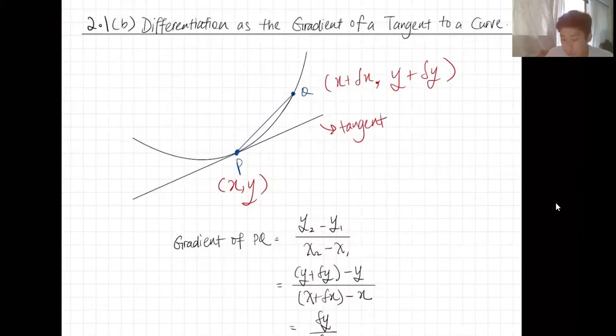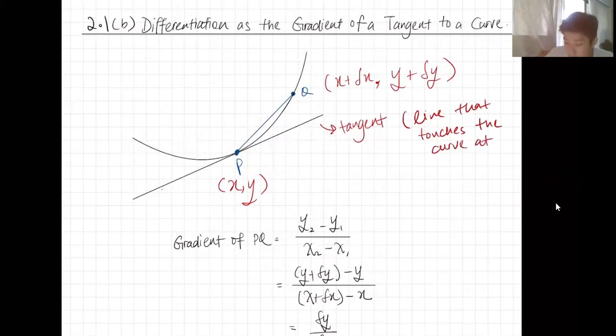So we start first by looking at this diagram. You have a curve here, and then you have a line here. First of all, you must know the definition of a tangent. What is a tangent actually? Basically, a tangent is a straight line that touches the curve at only one point.